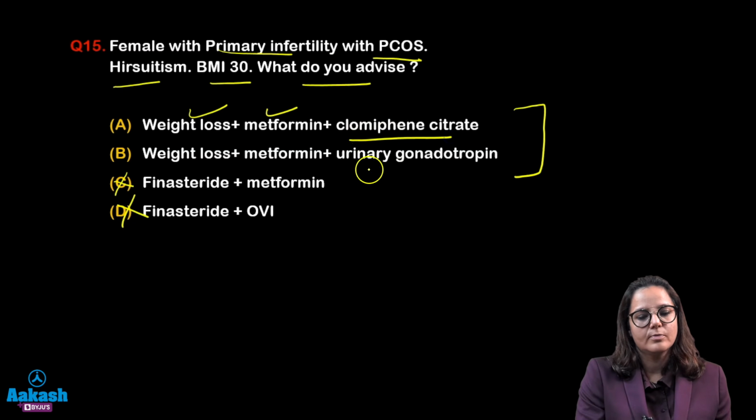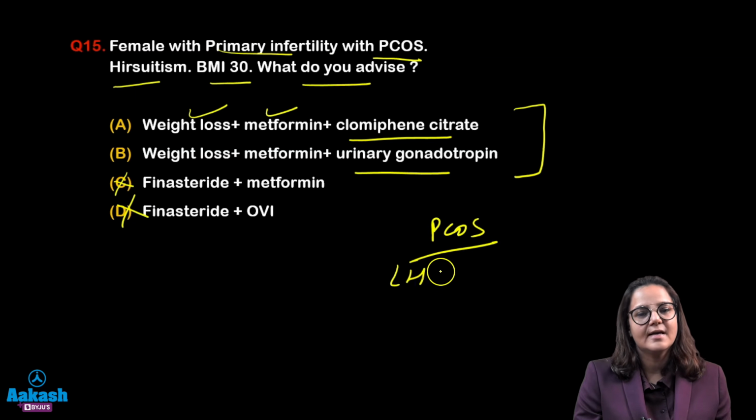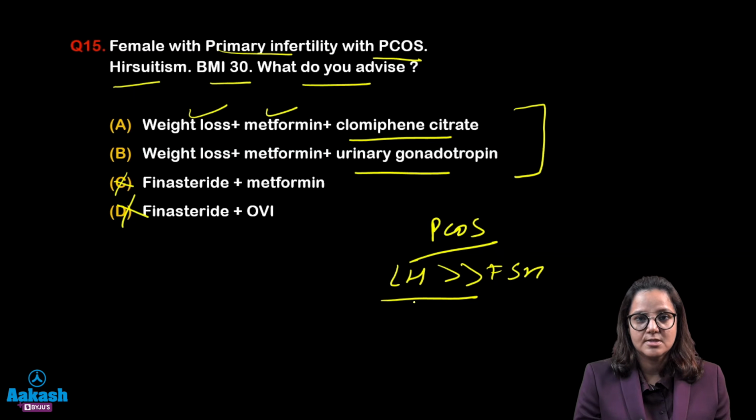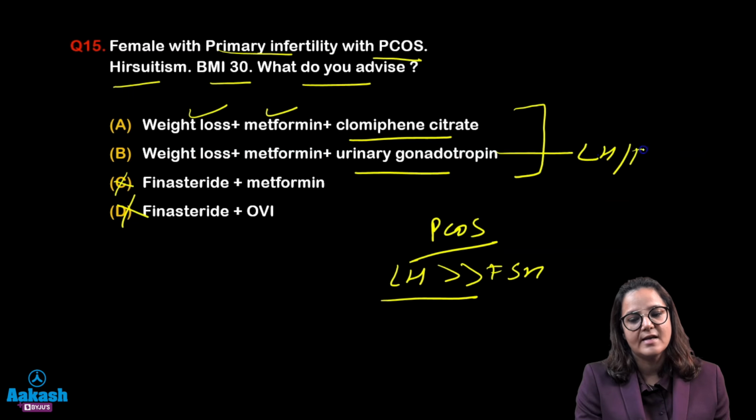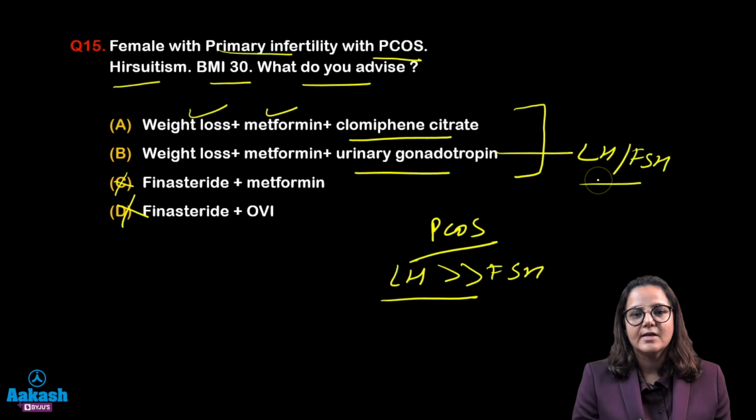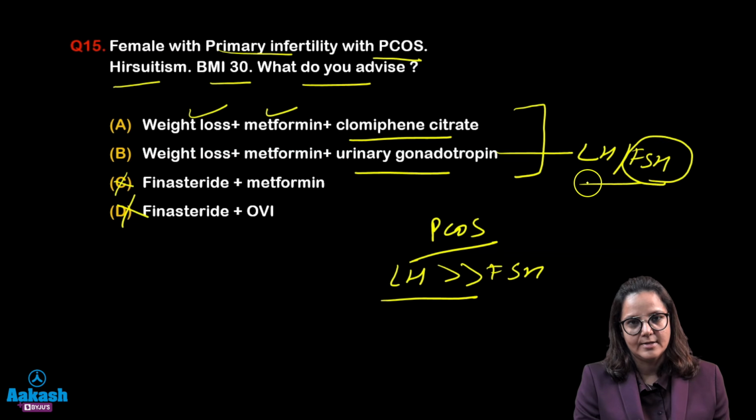Now, whether do you give clomiphene citrate or urinary gonadotropin? So this patient is PCOS, right? And in PCOS, what happens? LH is much higher than FSH. Although we are not doing this test for PCOS anymore, LH FSH testing we're not doing, but basic physiology, LH is much higher than the FSH. Now this urinary gonadotropin, it has both LH and FSH. And if the patient is PCOS, already the LH is quite high. So if we have to give ovulation induction, we will prefer FSH, not LH.